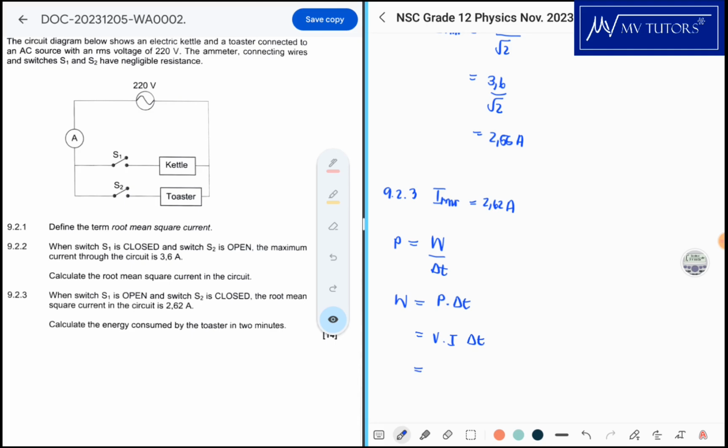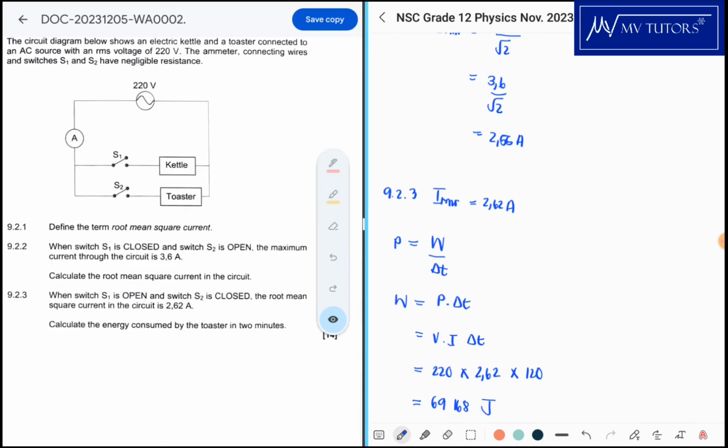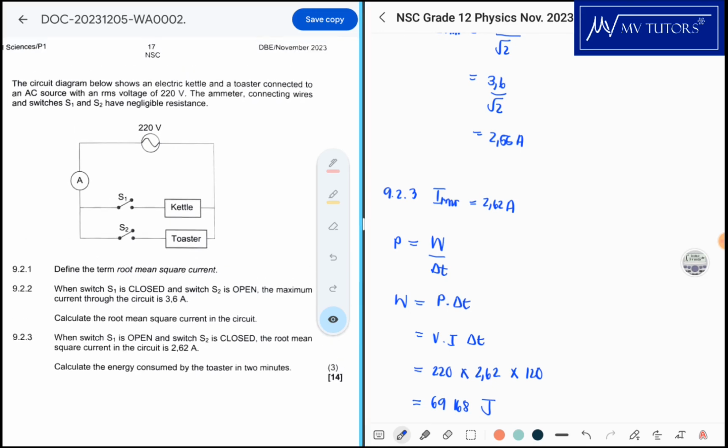All right, and the voltage that we have been given is 220. The current as well, they told us, is 2.62, and the time is 2 minutes, but we're going to use seconds, so 120 seconds. Okay, so now when we calculate, we have 220 times 2.62 times 120, and then our energy is 69,168 joules. And that concludes question 9 out of 14 marks.